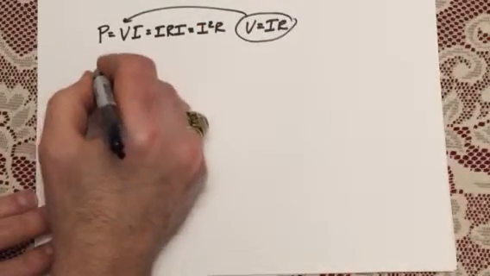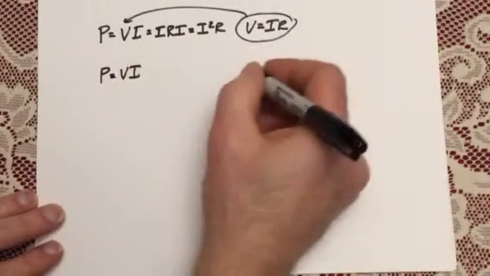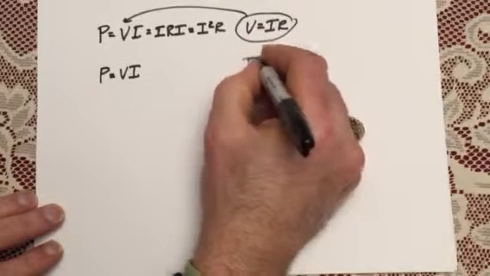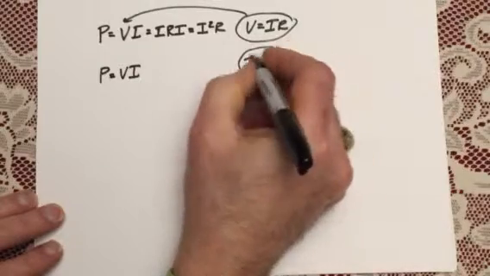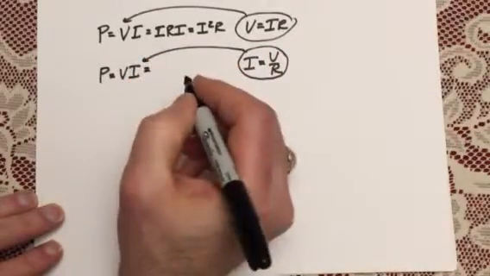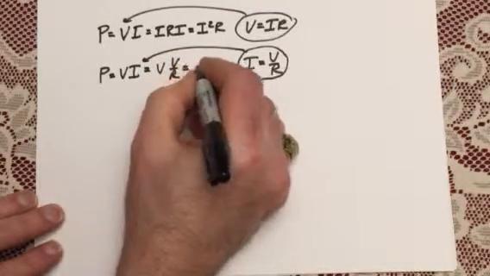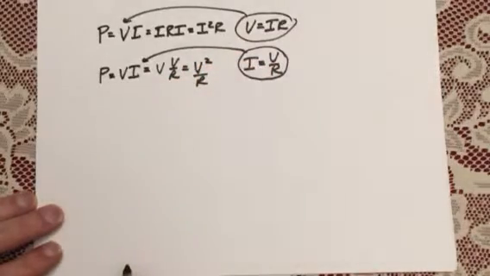Let's try a little differently. Power equals VI. And you also happen to know I can rearrange that. So I get I is equal to V over R. Let's take that and slip it right in there for the current. And that's going to give me V times V over R. Or that gives me V squared over R.